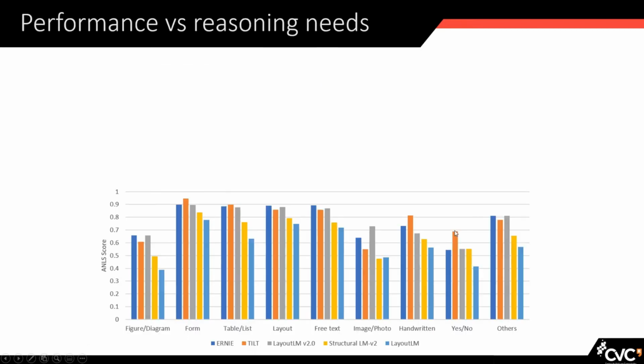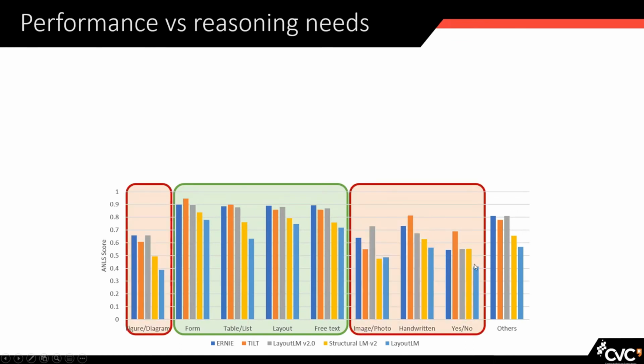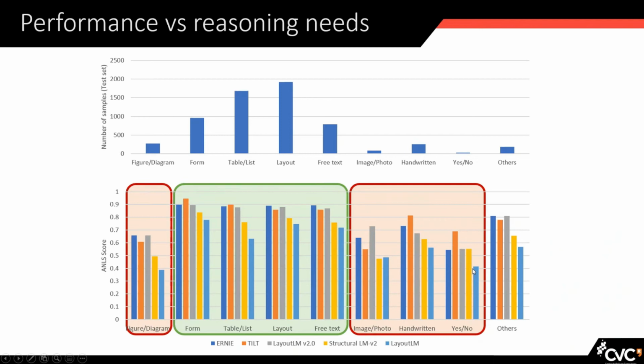So this is a breakdown of the results by question type. Question type means the type of data where the question is grounded. As we can see, most of the methods have good performance on some categories, while performing worse on others. This is because the kind of reasoning required to answer the questions is different, but it is also highly correlated with the amount of available training data.